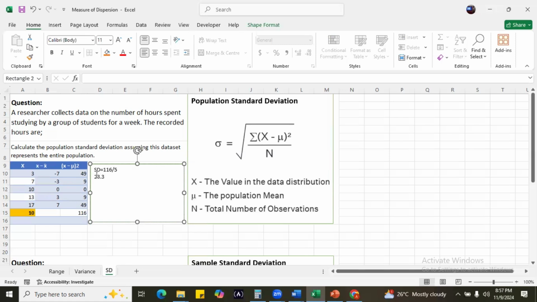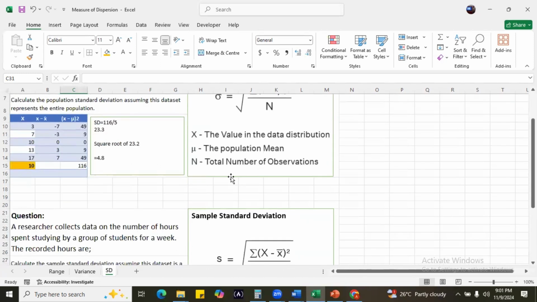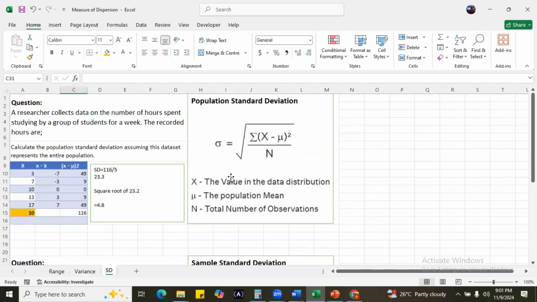23.2, we get that value. So we have to find the square root of 23.2, okay? So the square root of 23.2, here we have, we'll say 4.8, okay? This is the population standard deviation, and this is sample standard deviation. Let me explain so that we know the difference.